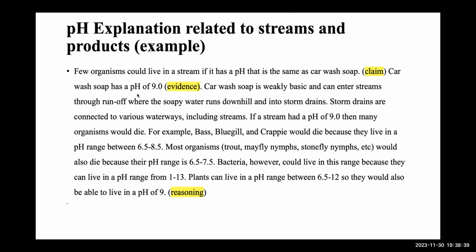Here's a second example. Few organisms could live in a stream if it had a pH that is the same as car wash. We actually talk a lot about car wash. If you saw a previous picture, 2 years ago when we went out to the stream, we had soap piles that were huge, absolutely huge, which was nice, and students had some nice visual qualitative data that they could connect to maybe a car wash that took place in the neighborhood. And then they back it up with some evidence. The car wash soap has a pH of 9 and it's weakly basic, et cetera. They give examples. So this is a little bit of practice that students can get from the pH lab before they go to the stream. It's an option for teachers.